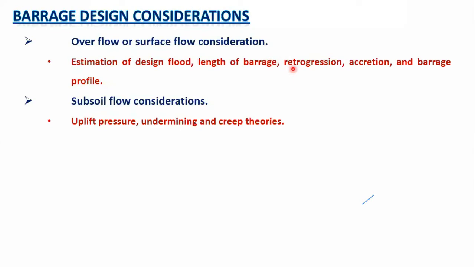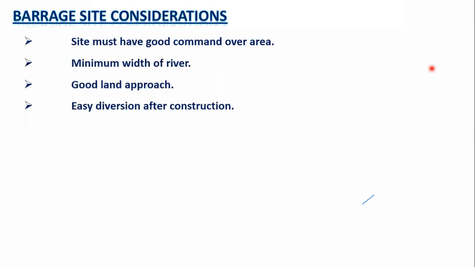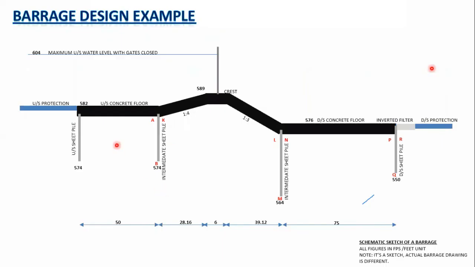And two newer terms mentioned here are retrogression and accretion. We have to consider retrogression and accretion for overflow consideration. And last is the barrage profile. This is the upstream concrete floor level and the downstream concrete floor level. The upstream concrete floor level is generally kept at the existing riverbed level, whereas sometimes the downstream concrete floor level is lower than the existing riverbed level.